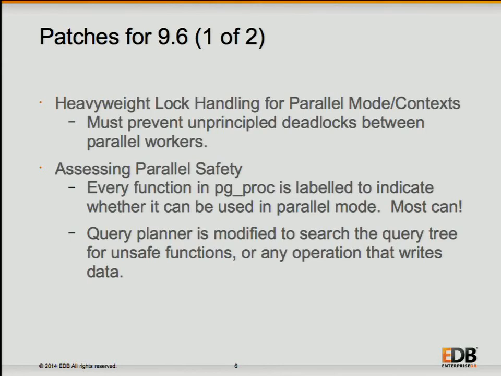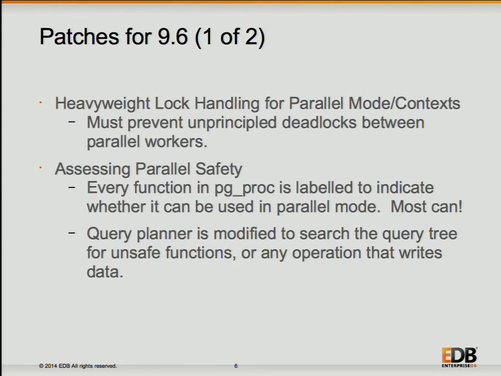The other thing is that nearly every system-defined function is safe to run in parallel mode, but many user-defined functions will not be. And there are a few system-defined functions that will not be. So we need to label our functions with whether they do anything that is not safe to do in parallelism. And in particular, like, we need to know whether they might update any data, right? Because if they update any data and you try to do that in parallel mode, it's going to fail.